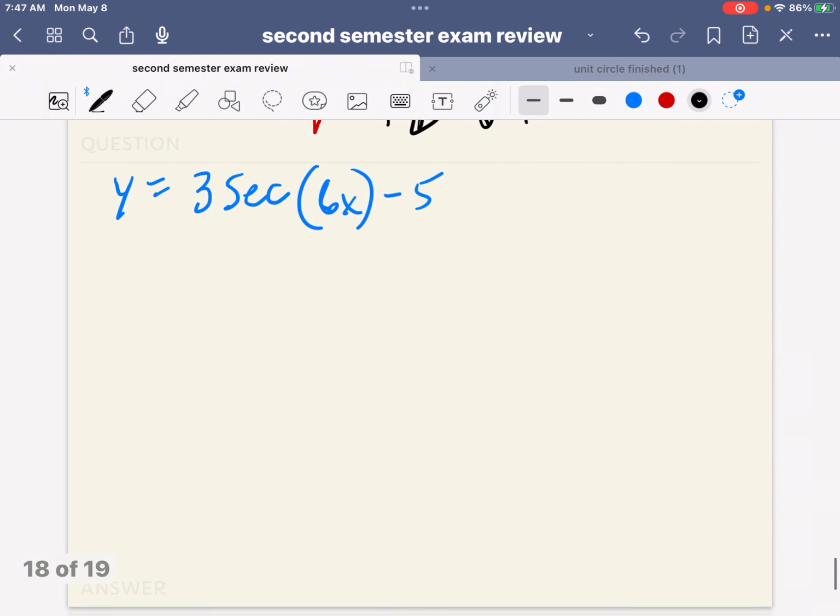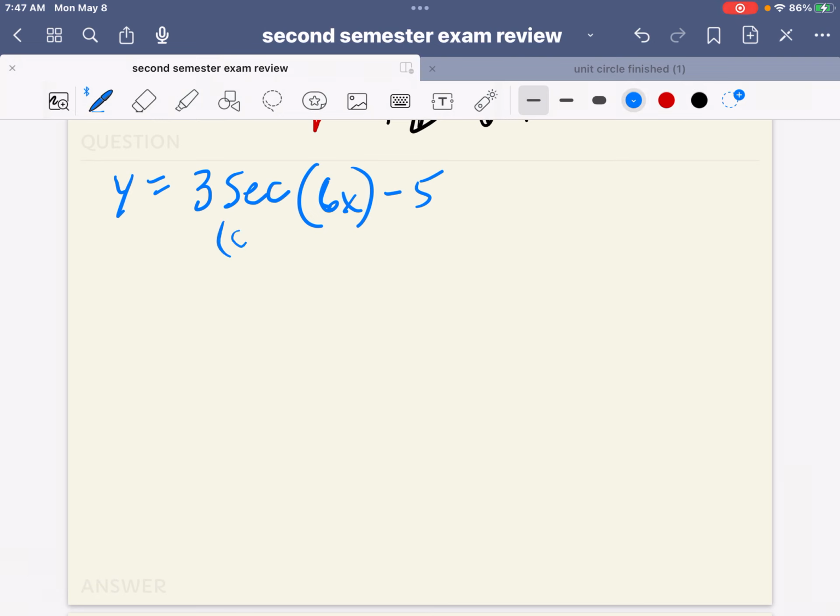Y equals 3 secant 6x. Secant is the reciprocal of cosine, so if we graph the cosine function, then we can draw the secant function. So let's see, the vertical shift is -5, the amplitude is 3, the period is 2 pi divided by b, so that would be pi over 3, and there is no phase shift.